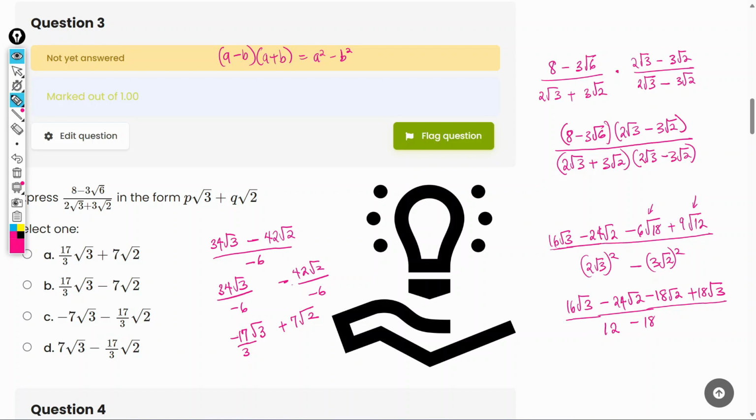Okay, I do not see that option there. So it's likely an error in the question, right? It's an error in the way the option was probably presented. That will be corrected, but the correct answer is minus 17 root 3 over 3 plus 7 root 2.